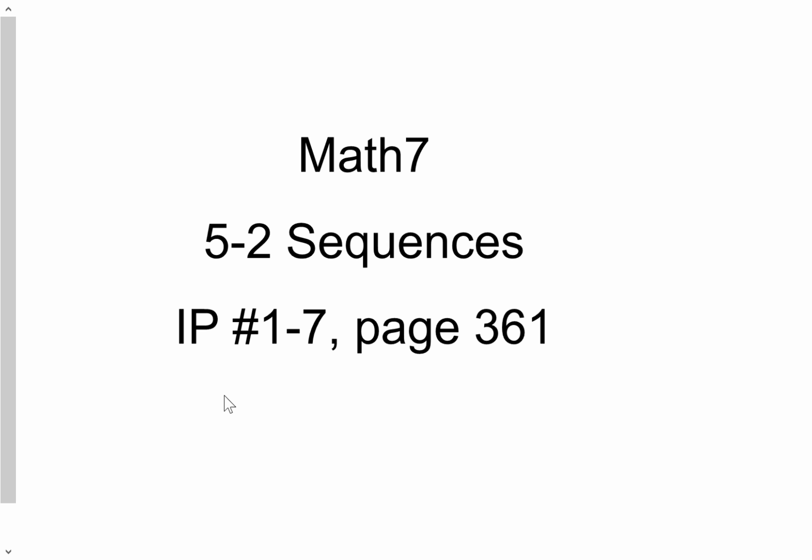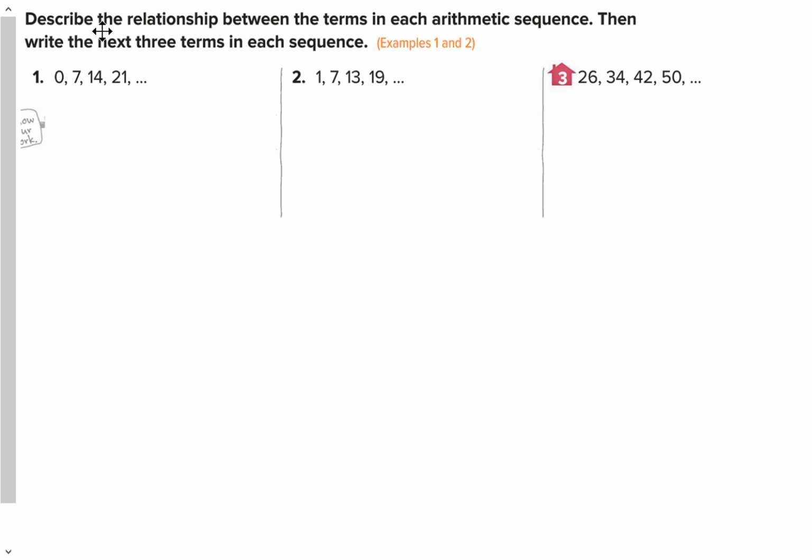Hi there. Today we're going to discuss independent practice numbers 1 through 7, page 361, in chapter 5, lesson 2, sequences. All right, so our first example, we have to describe the relationship between the terms in each arithmetic sequence, then write the next three terms.